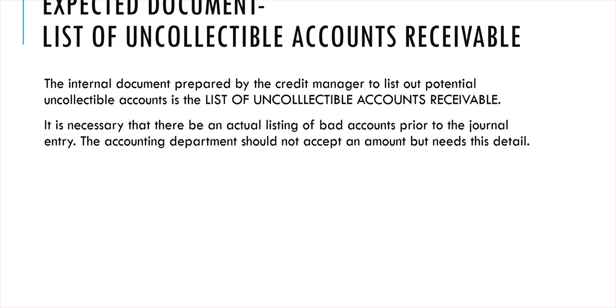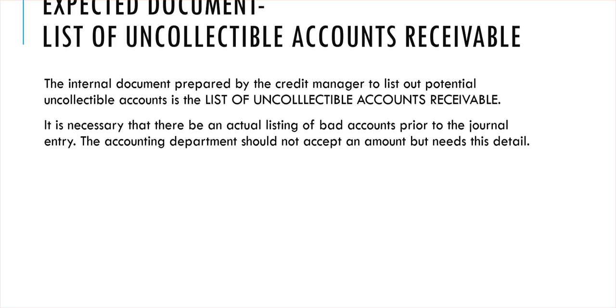The expected document is a list of uncollectible accounts receivable. That has to be there. We don't just do a write-off on an accounts receivable. We have some sort of authorization document that tells us what to do.